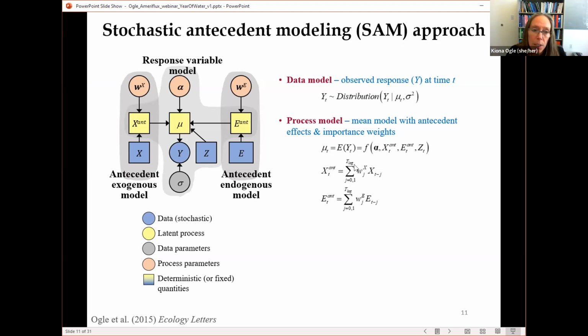And the W here is really important. That's the antecedent importance weight. We assume that we don't know that a priori, and we're going to estimate it by fitting this model to our actual data that we have to infer those importance weights.